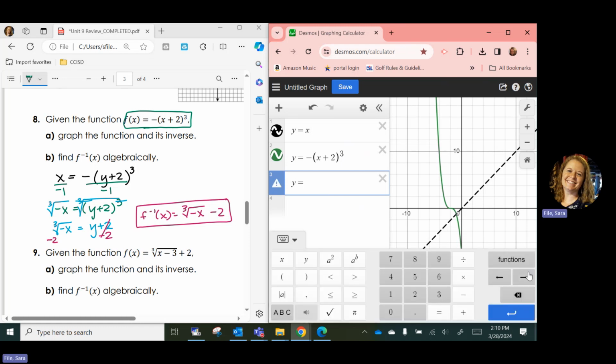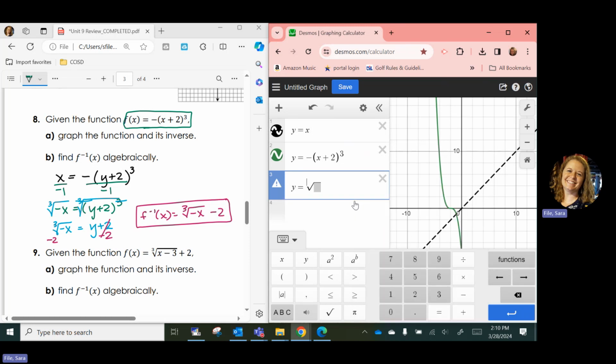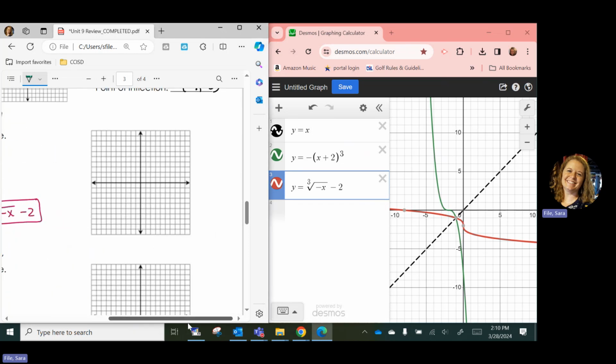Remember, cube root is down here under functions at the very bottom. You have to put the 3 in to make it a cube root. Negative x, then that is minus 2. Okay, and you can zoom out on this, you can recenter this, but you can see if I were to fold it along this dashed line, all of those would line up.